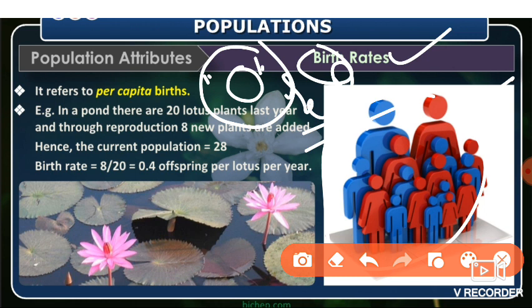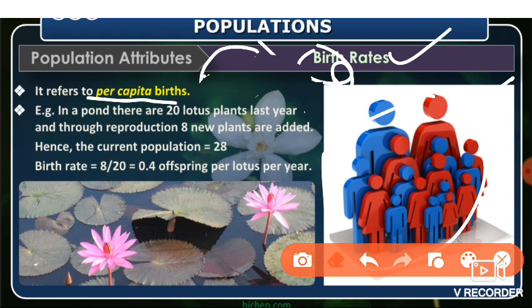And how are we going to calculate this? It refers to per capita births. They have given one example, the best example, here. In a pond there is a total of 20 lotus. In the last year, through reproduction, there is an increase of 8 new plants. So the total is 28.